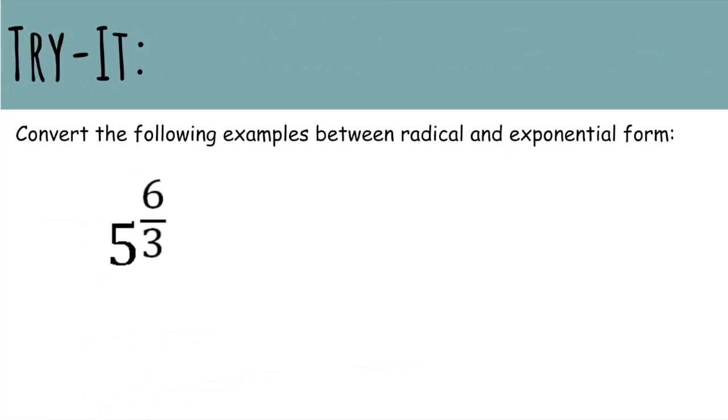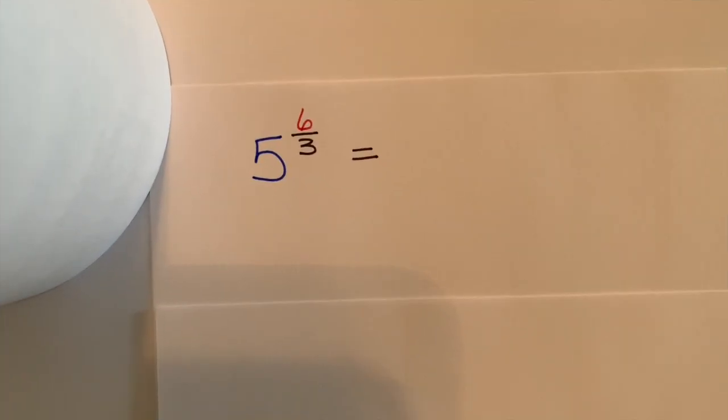After talking about the parts of a radical and looking at exponential form, we are going to try the next 2 examples. It says, convert the following examples between radical and exponential form. Give me a moment to transition. Now that I have the document camera up, we will take a look at our first example. We have 5 raised to the 6/3 power. It is currently in exponential form, and we want to be able to change this into radical form.